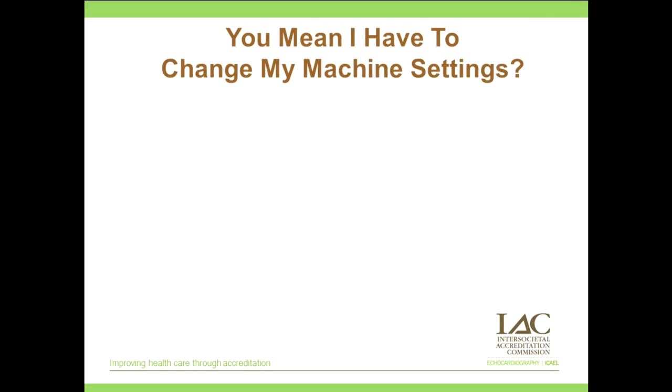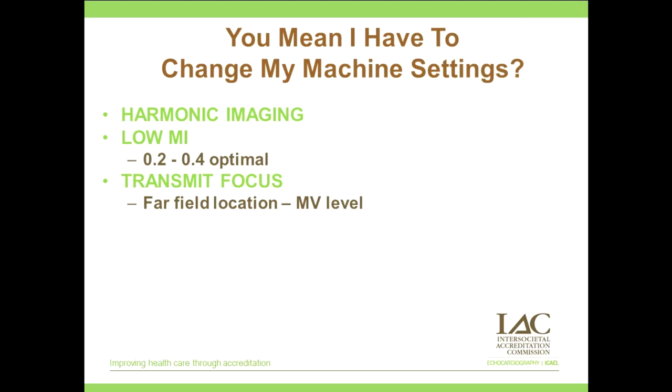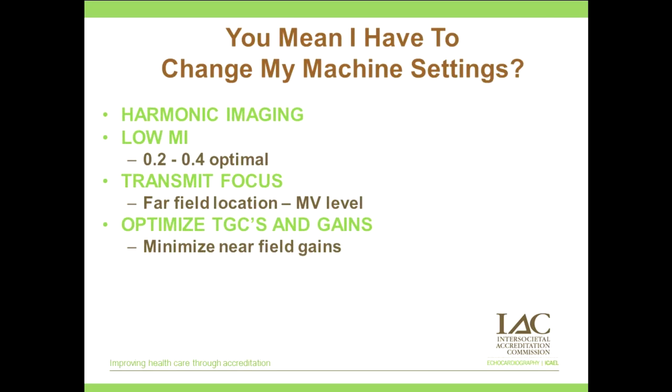For machine settings, you ideally want to use harmonic imaging. You also want to check your mechanical index. It should be about 0.2 to 0.4. That's optimal. Most of the time, the focus should be at the level of the mitral valve. And there are occasions where you'll move it, and I'll plan to address those occasions. You're going to adjust your TGCs and minimize your near gains, increase your overall gain, and narrow the dynamic range.